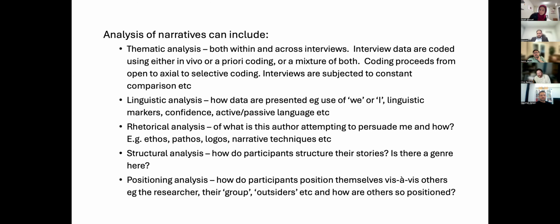We might do linguistic analysis of how data are presented, the use of we or I, signifying in-groups, out-groups, agency, the confidence. We might look at active and passive language. Are people actively engaged in things, or are they more passively recipients of things?